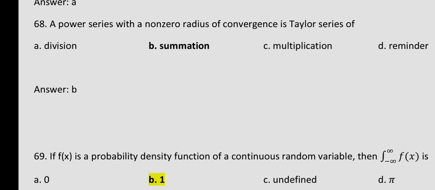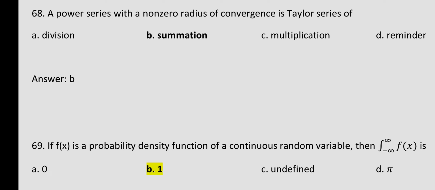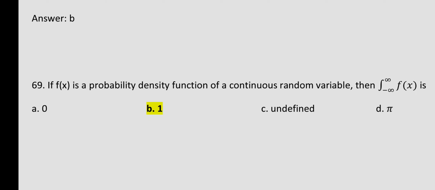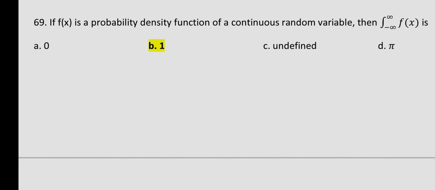Number 68. A power series with a non-zero radius of convergence is Taylor series of. Sagot yan ay letter B, summation. Pag nakita mo yung tanong na yan, sagot dyan ay summation. Letter B. Number 69, if f of x is a probability density function of a continuous random variable, then integral of negative infinity to positive infinity f of x is blank. Sagot dyan ay letter B. Pag nakita mo yung tanong na yan sa board exam, sagot dyan ay 1. Letter B.